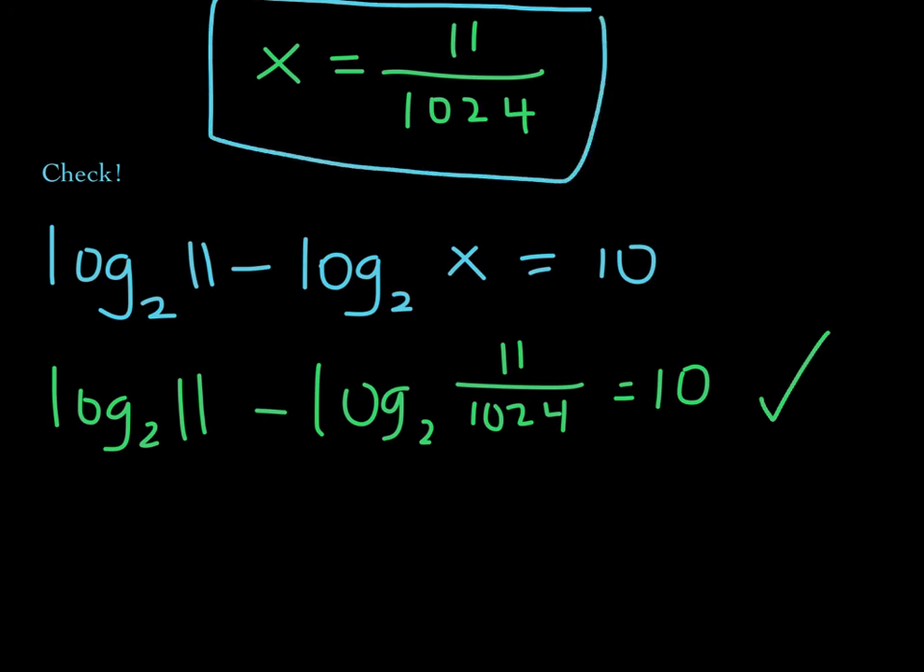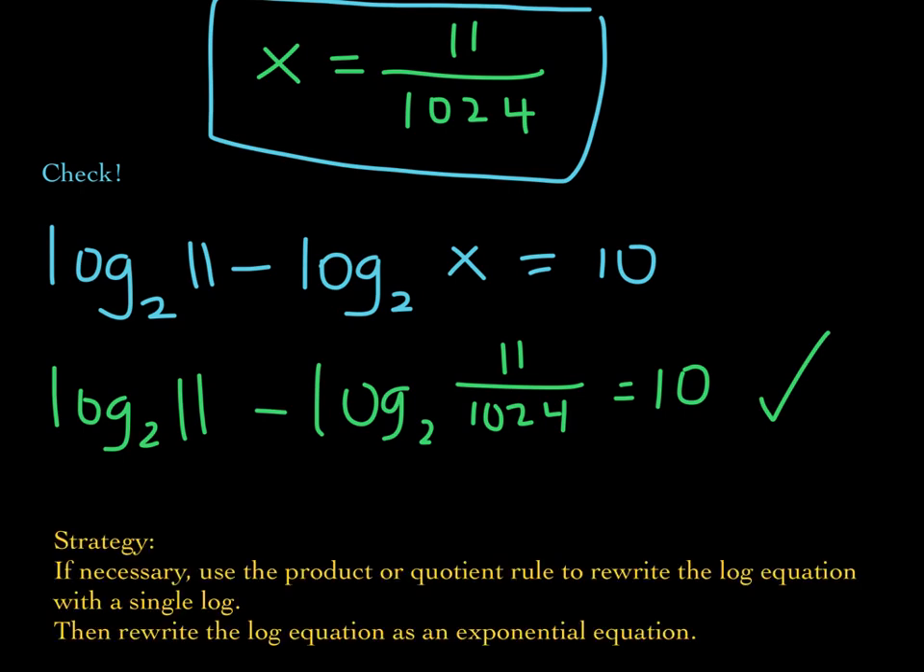So I hope you see the strategy for solving log equations. Rewrite the equation so that you have one logarithm and then rewrite that log equation as an exponential equation. For your notes purposes, I think it's nice to have these words actually written down. If necessary, use the product or quotient rule to rewrite the log equation with a single log. That's what you want all the time. Then rewrite the log equation as an exponential equation. And then you can go ahead and solve that resulting equation, whether it's linear, quadratic, or whatever have you.